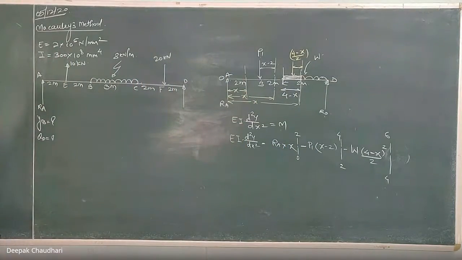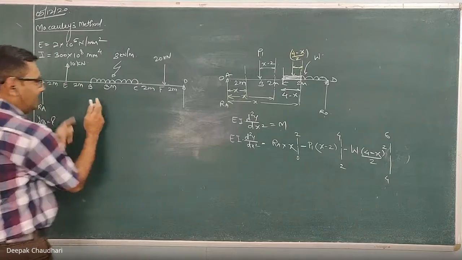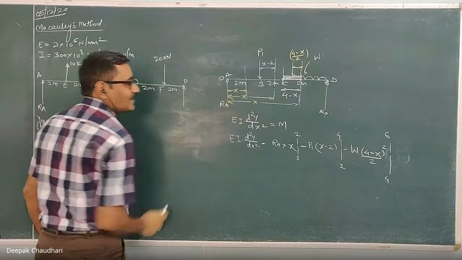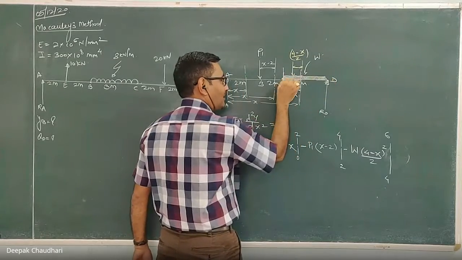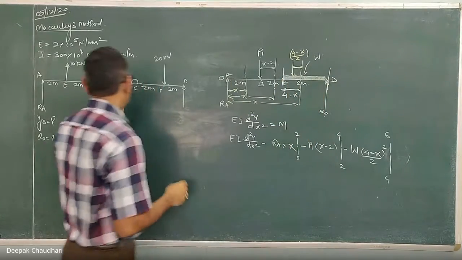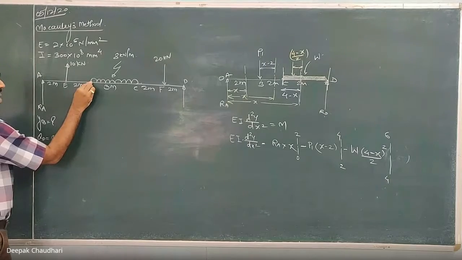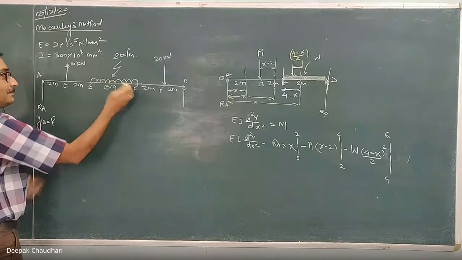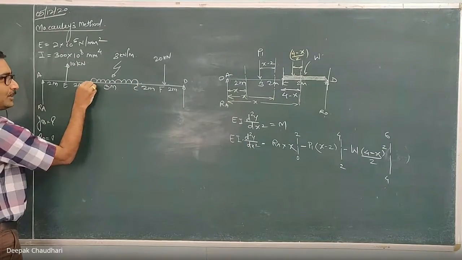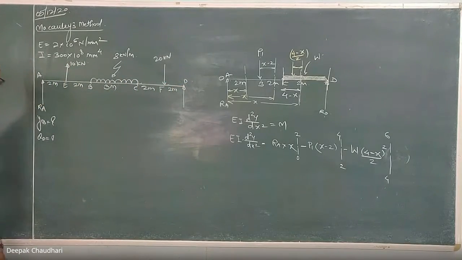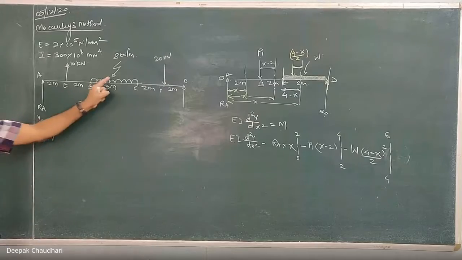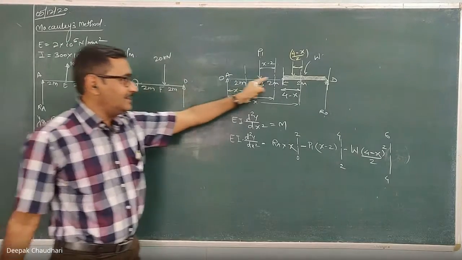Have you understood this concept? Listen. There is a difference between this question and this question. Here the UDL is at the end of the beam. Let it start from any point, but it's spread up to the end of the beam. This is not the case over here. Here the UDL is spread at the middle part of the beam. It starts at point B and ends at point C. After that also there is some part of the beam. This is a different case and this is a different case.